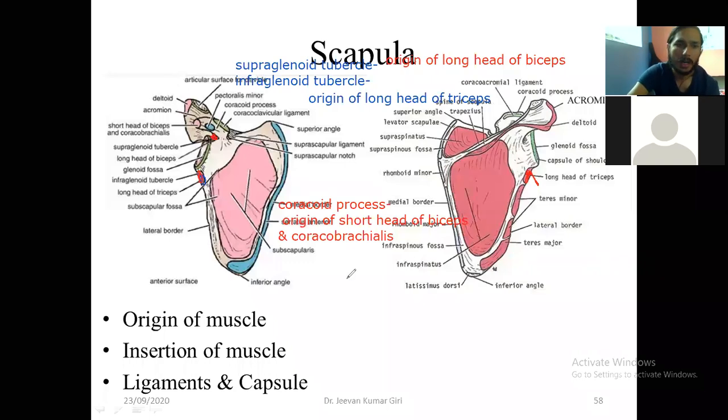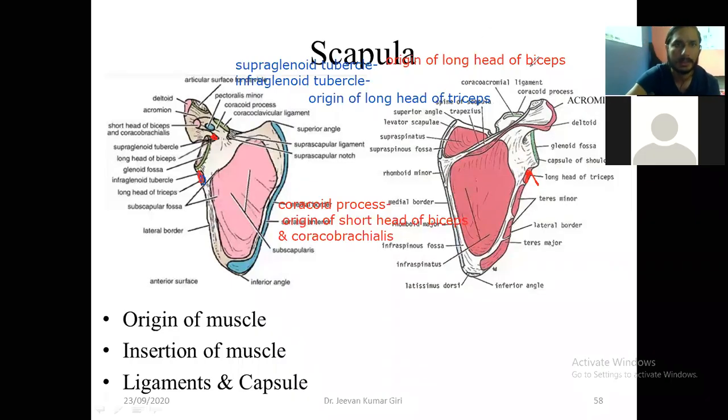Okay, now other, see, ligament and capsule. So around the glenoid cavity there is the attachment of the joint capsule of the shoulder joint. Okay, similarly around the articular facet for the clavicle in the acromion process, so there is the attachment of the joint capsule of the acromioclavicular joint. Okay, wherever there is the articular surface, on the margin of that articular surface there will be joint capsule.